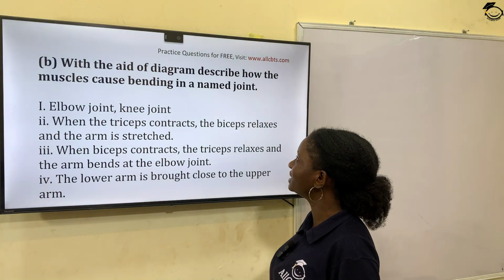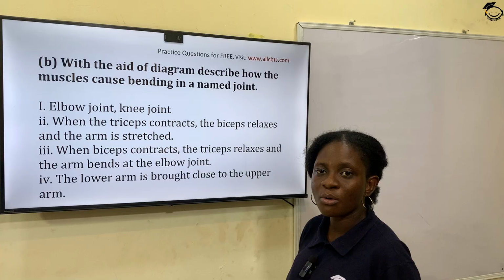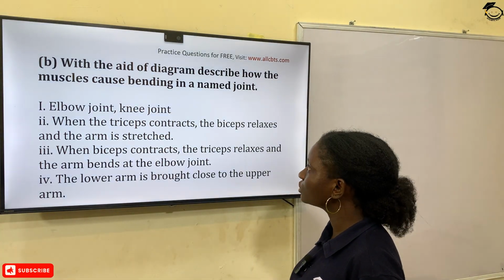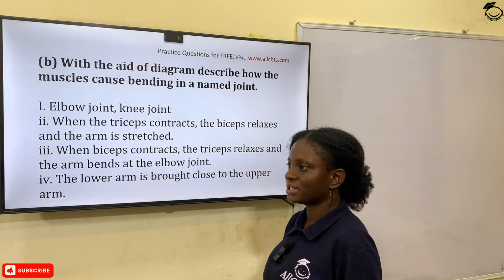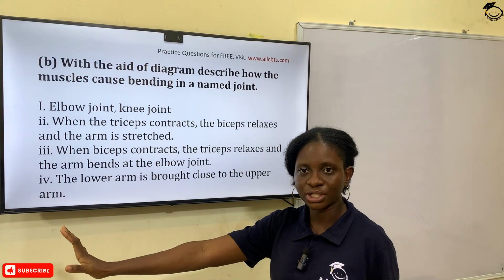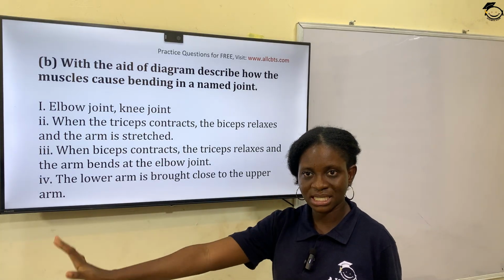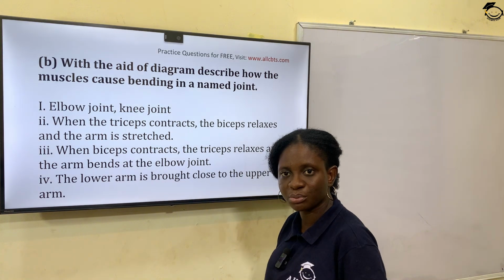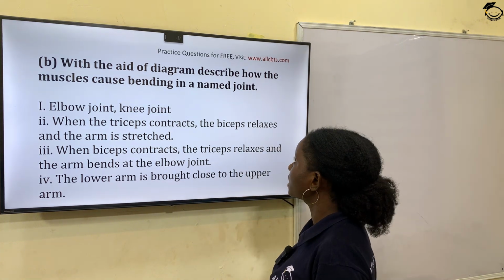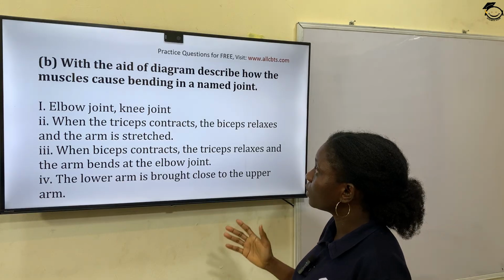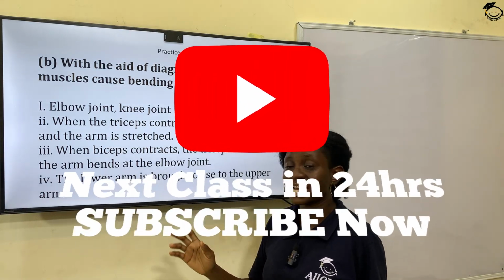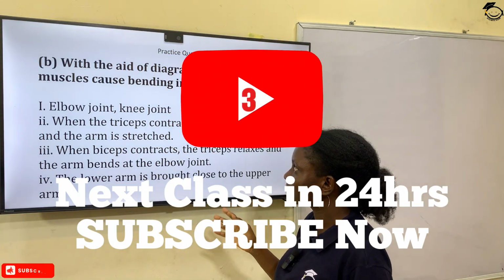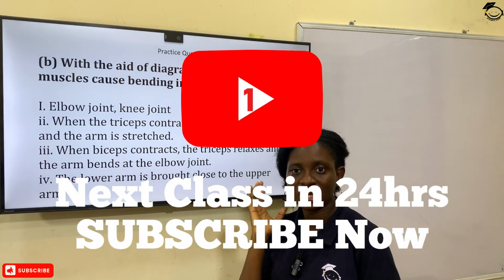With the aid of a diagram, describe how muscles cause bending in a named joint. So how does muscle cause bending? For example, when you want to push a door, there's relaxation and contraction of muscle, or when you are doing push-up exercise. For a named joint, we have knee joints, we have elbow joints, but for this question, we'll be looking at the elbow joint.